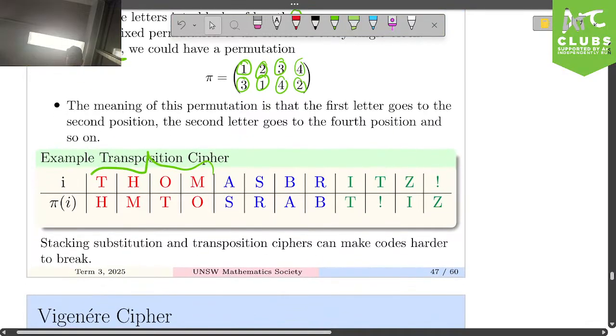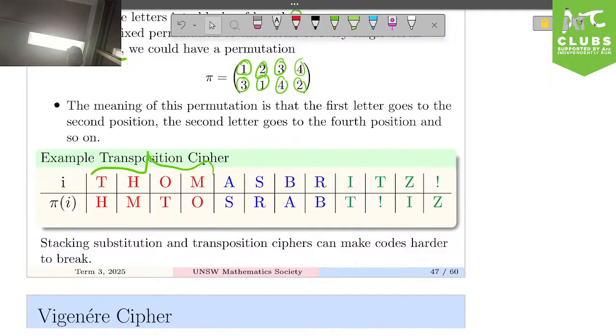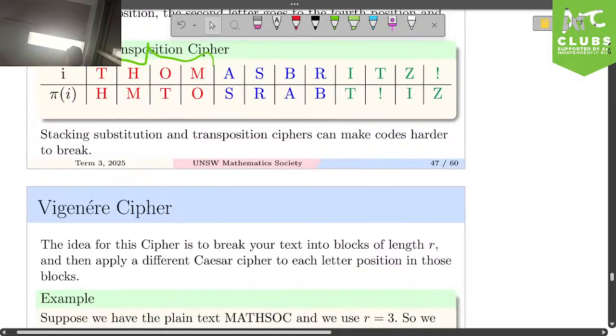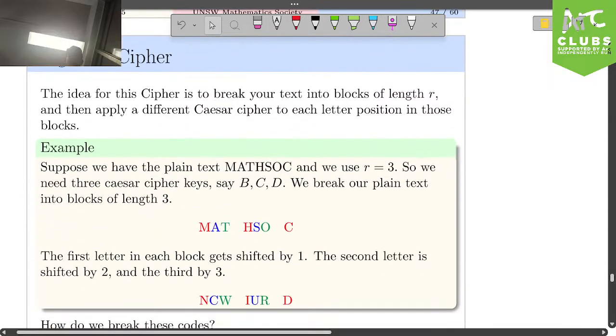You can stack a transposition cipher on top of a substitution cipher, the randomizing cipher, and it makes it harder to break. That's called a product cipher.